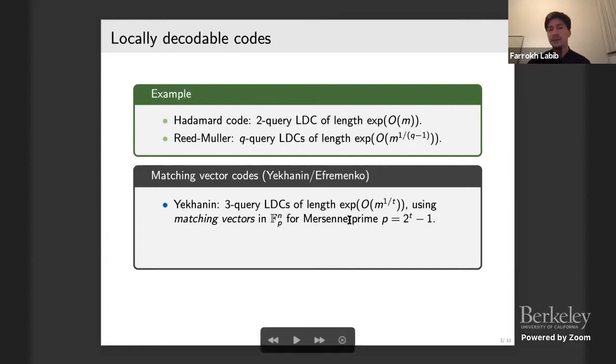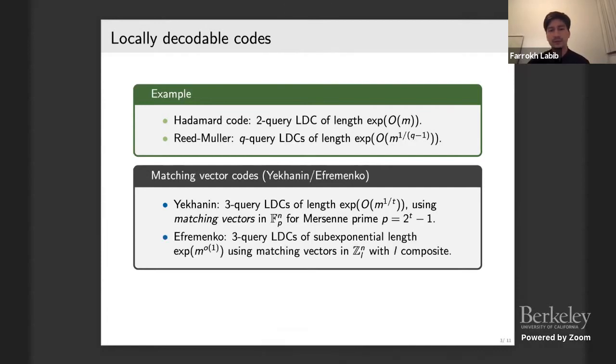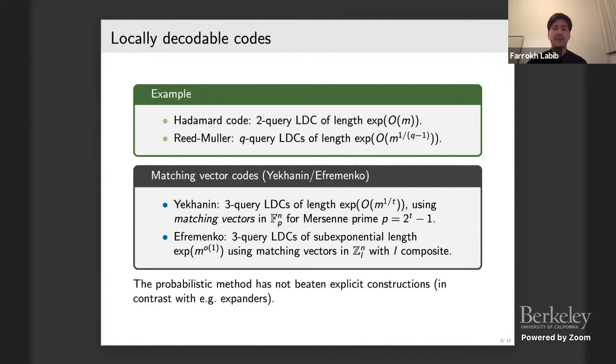So as of now, the largest Mersenne prime has t at least 77 million. So as you can see, this is a huge improvement over the 3-query Reed-Muller codes. And later, Efremenko constructs 3-query LDCs of sub-exponential length using matching vectors in Z mod L to the power n with L composite.